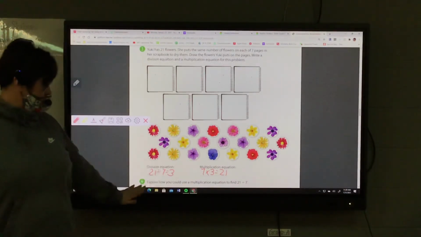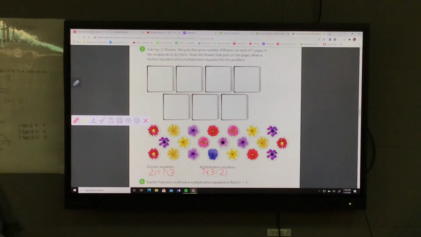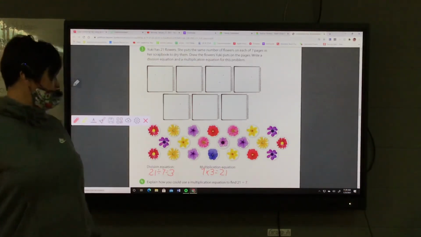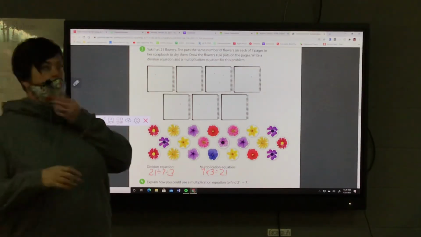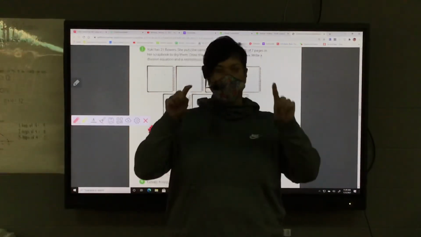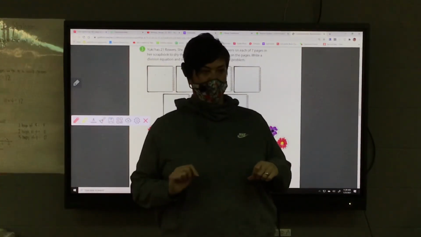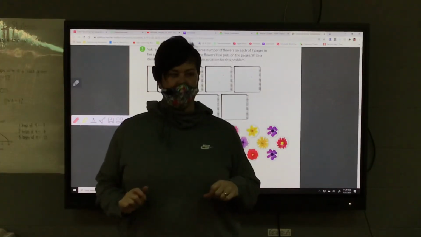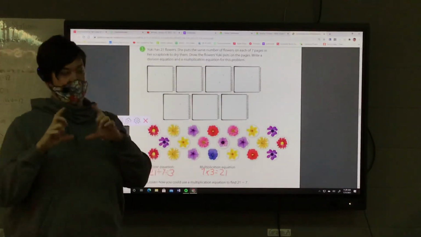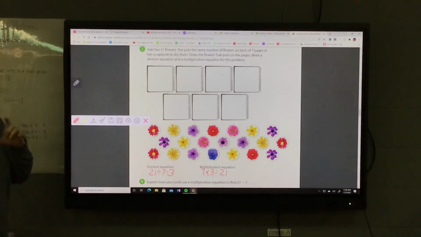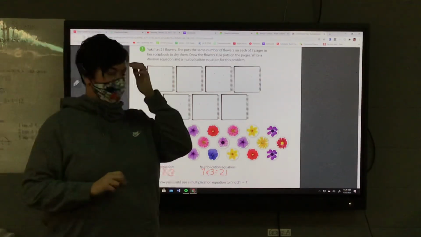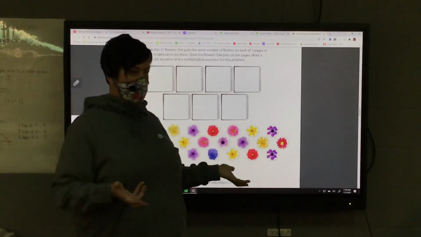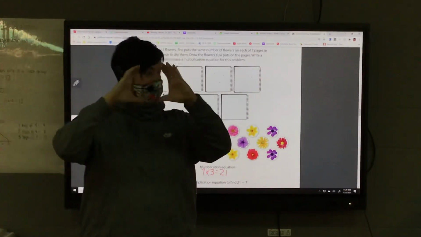It says, explain how you could use a multiplication equation to find 21 divided by 7. Remember on the page before where I did the box with a question mark in there? Could you create a multiplication equation using a box like that? What would you write first? Multiplication equation. So 7 times that empty box, right?